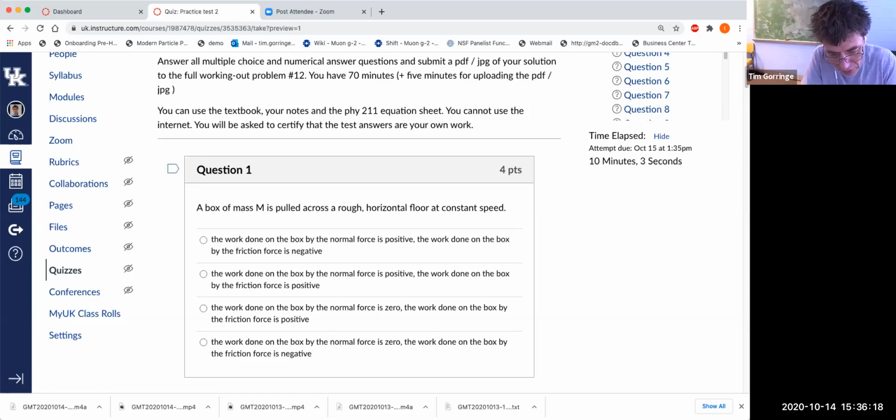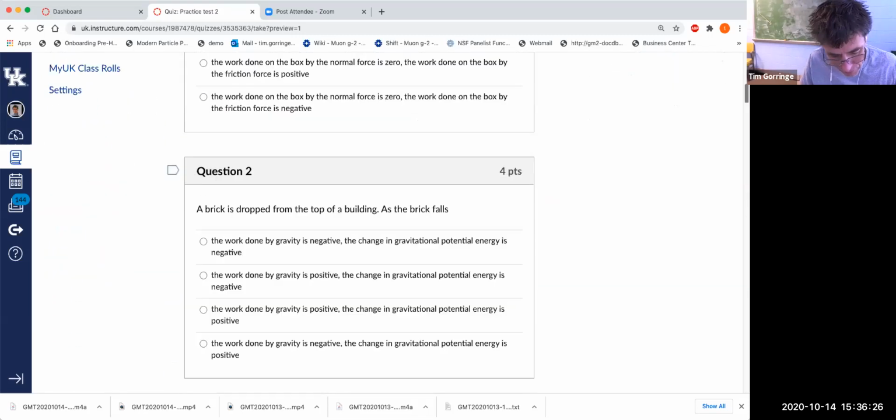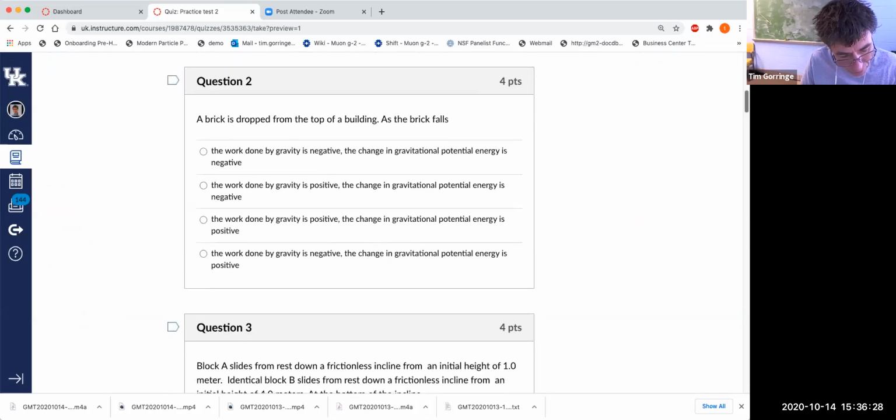So let me go on to the second question, if I can. And this is a question about a brick that is dropped from a building, and it's a question about work done by gravity and gravitational potential energy. And in particular, are these quantities positive or negative?